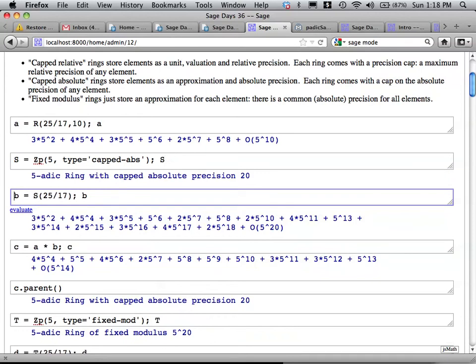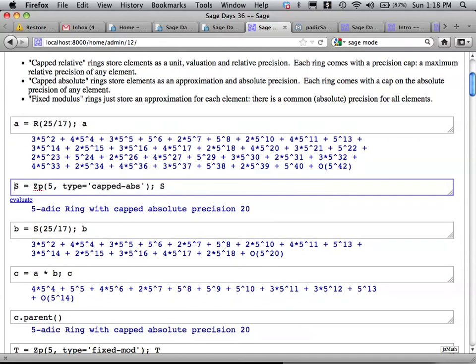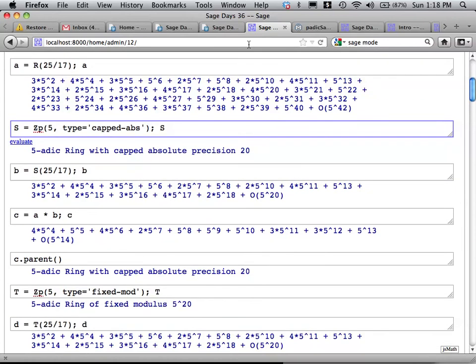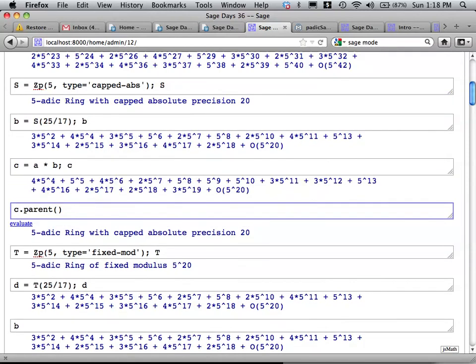You can create capped absolute rings. And I would just illustrate the differences between the two. This one has an absolute precision cap of 20. This one has a relative precision cap of 40. So you get different kinds of behavior when you cast in objects with different precisions or with different valuations. You can multiply things between different rings together, and the precision of the operations depends on the precisions of the elements you're multiplying.